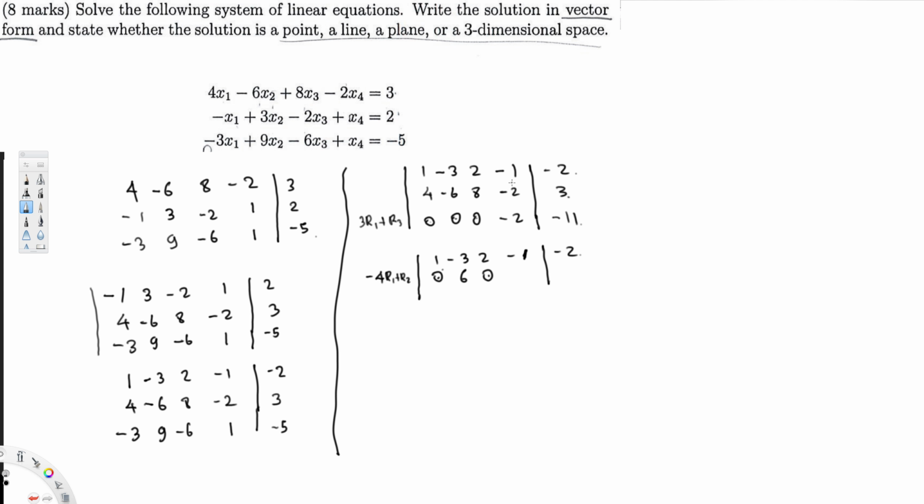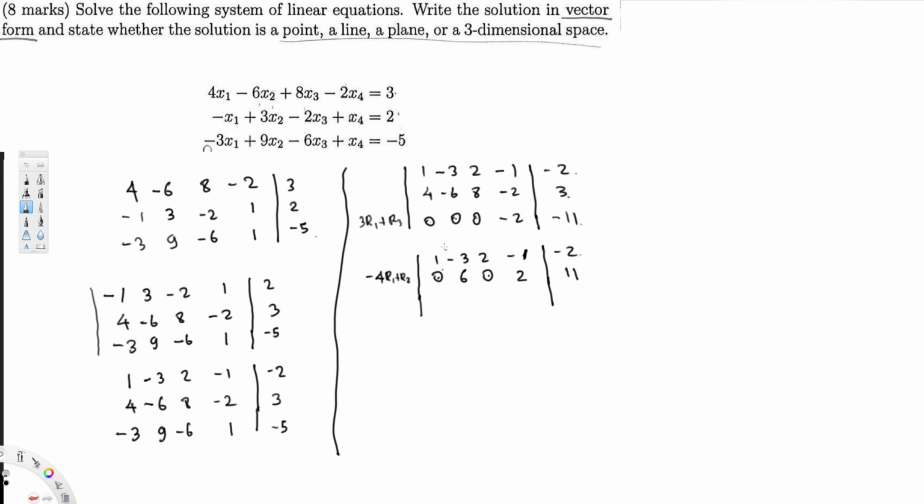Then minus 4 times minus 1 is going to be plus 4. Plus 4 plus minus 2 is going to be 2. Then minus 4 times minus 2 is going to be plus 8. Plus 8 plus 3 is going to be 11. So this is the value we get.